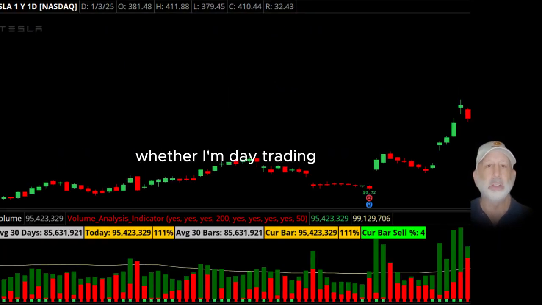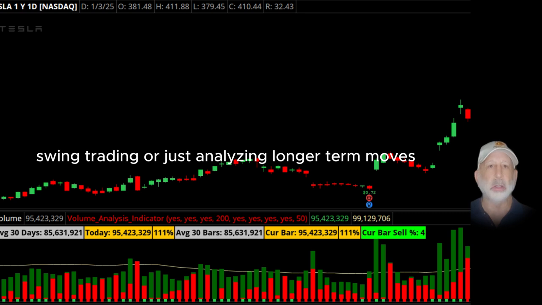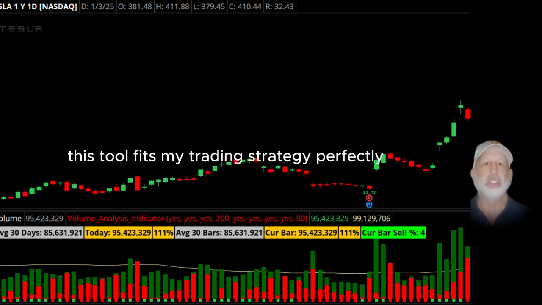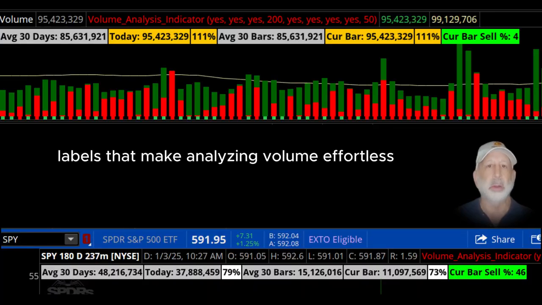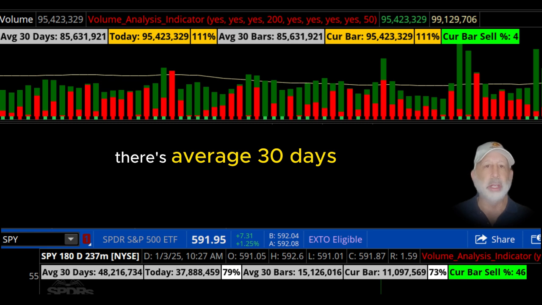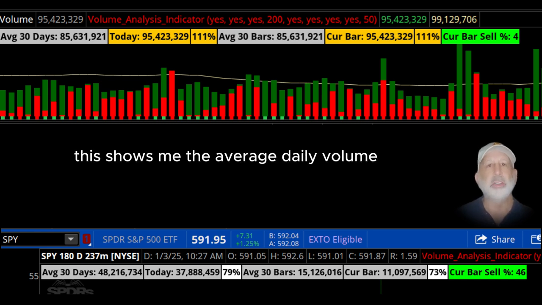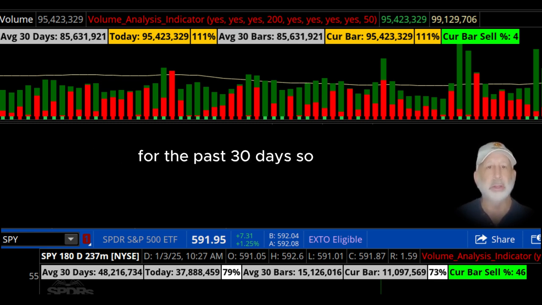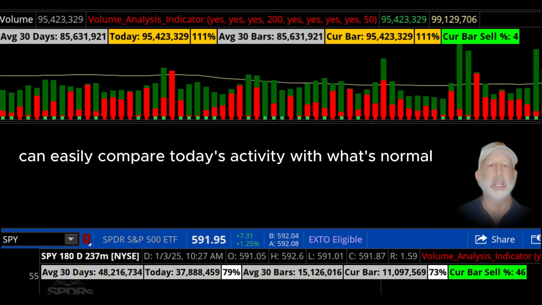Whether I'm day trading, swing trading, or just analyzing longer-term moves, this tool fits my trading strategy perfectly. What I really love are the detailed labels that make analyzing volume effortless. There's average 30 days. This shows me the average daily volume for the past 30 days, so I can easily compare today's activity with what's normal.